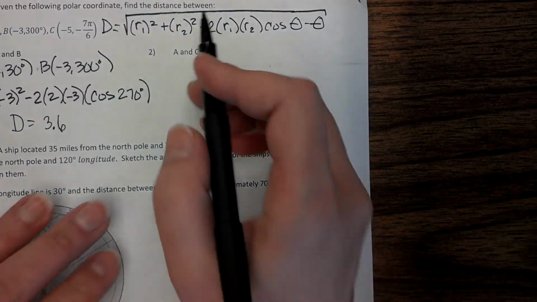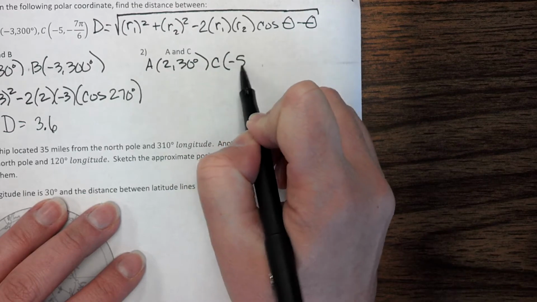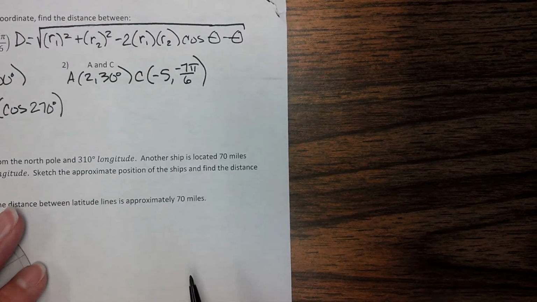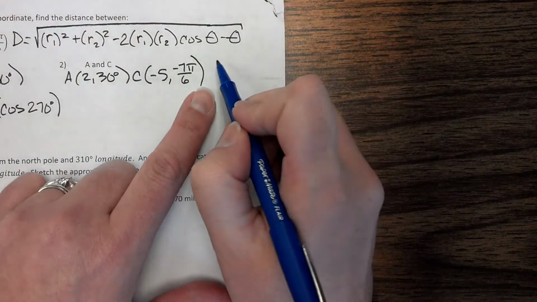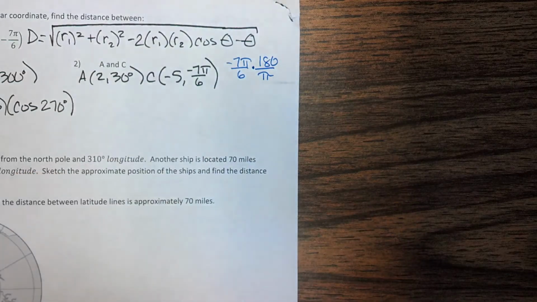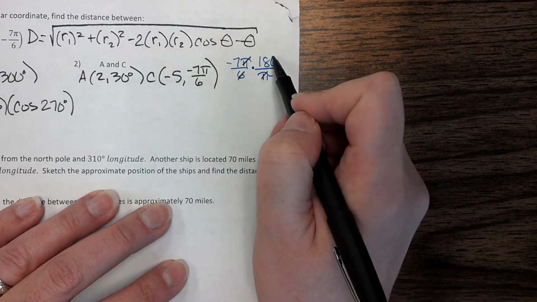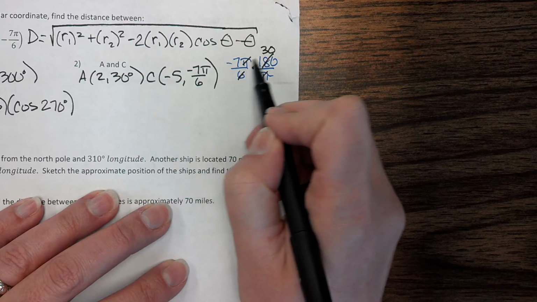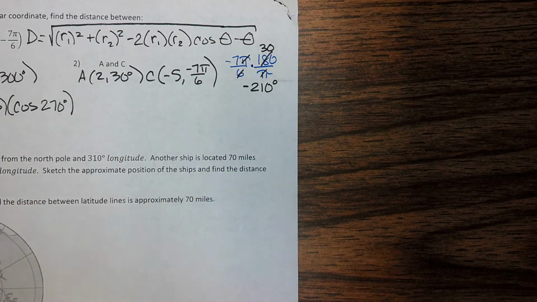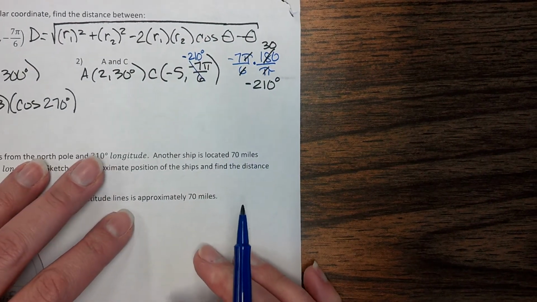Alright, number 2, A and C. Well, A is at 2 and 30 degrees, and C is at negative 5 and negative 7 pi over 6. Alright, we can't have radians. We have to change that to degrees. So let's take negative 7 pi over 6 times 180 over pi. Pi's cancel out. 6 goes into 180 30 times. So negative 7 times 30 is negative 210 degrees. So I have to use negative 210 degrees in the formula. The formula has to always be degrees.